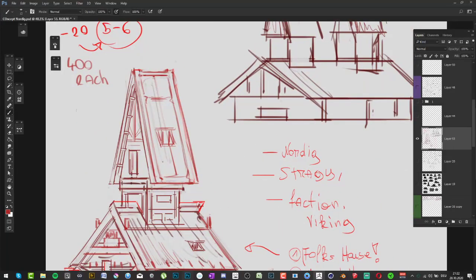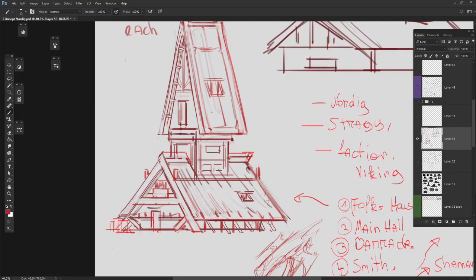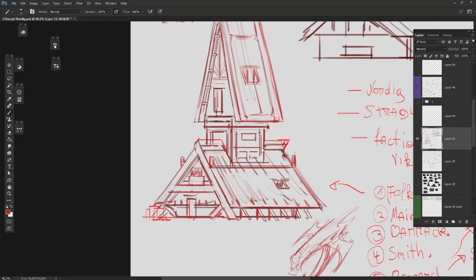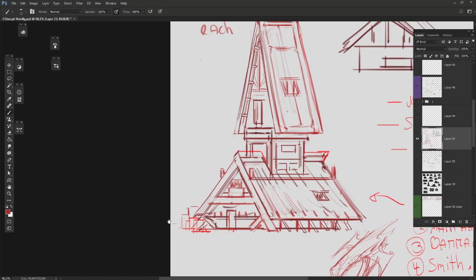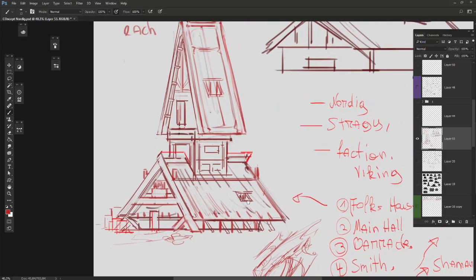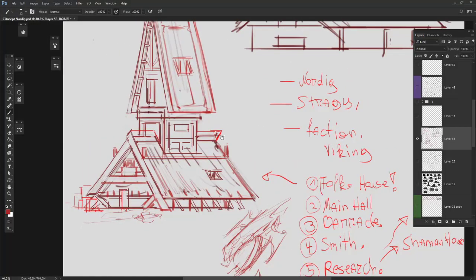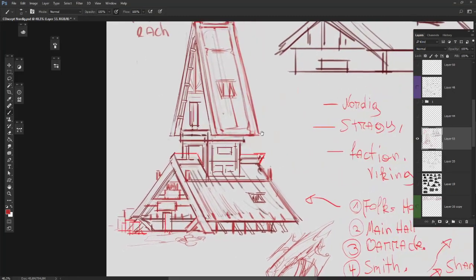So, I think it's already done. I made everything I really need. Some boxes here, probably. Maybe some fireplace for the main hall. What else? What can we add? Maybe a shield. Because it could be like a guild. So that's the thing I try to encourage you guys to do too.